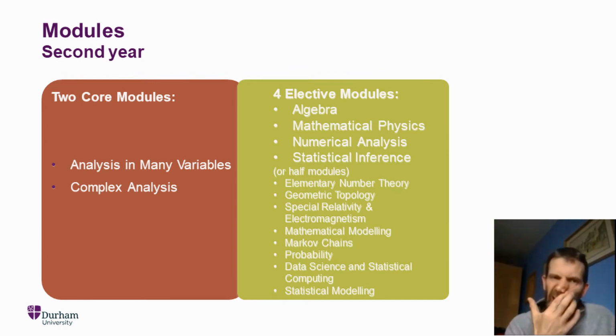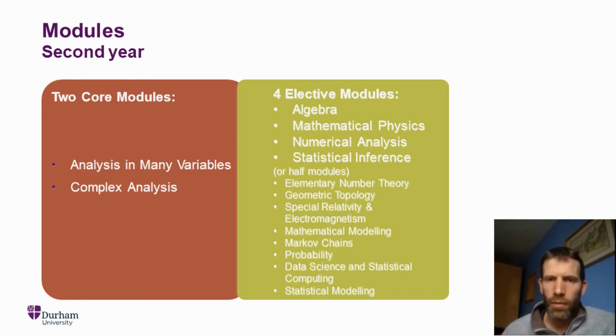Okay, in the second year, this is where you start to specialize a little bit, but it's still a little bit prescribed. So there are 2 core modules, and these are both continuations of calculus, really. Calculus in many variables, analysis in many variables, or complex analysis, which is calculus of complex variables. So these are core. You need to do these, and then after that there are four.